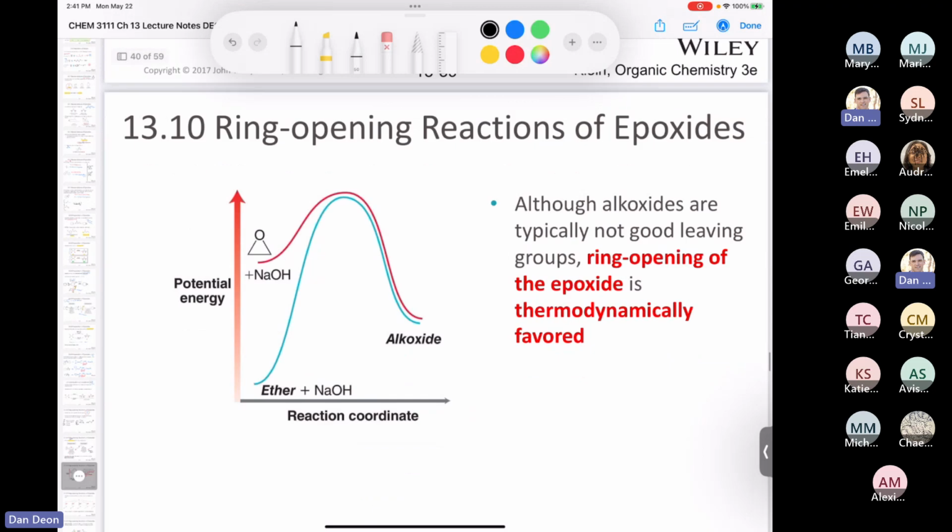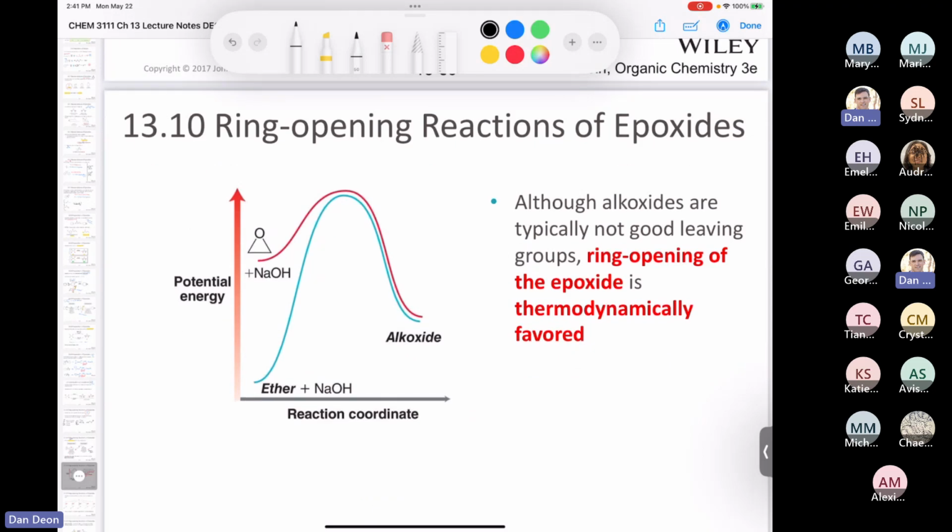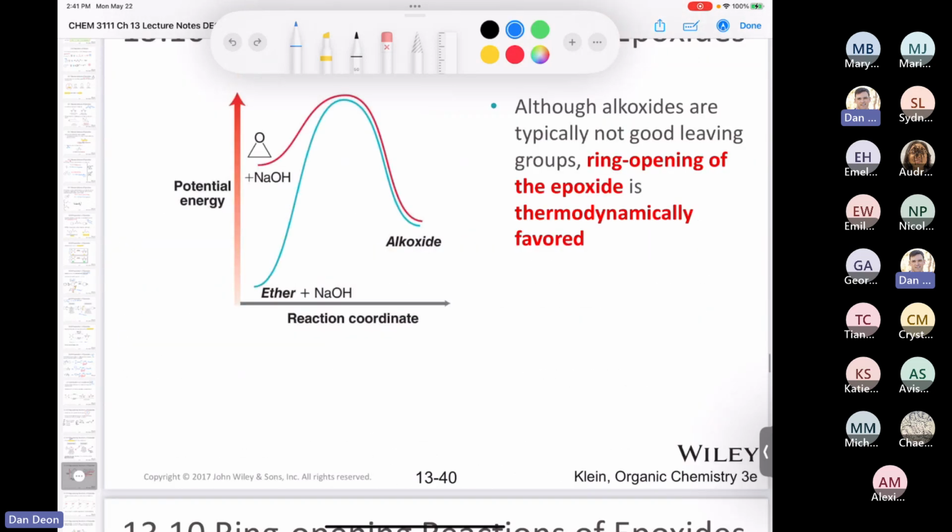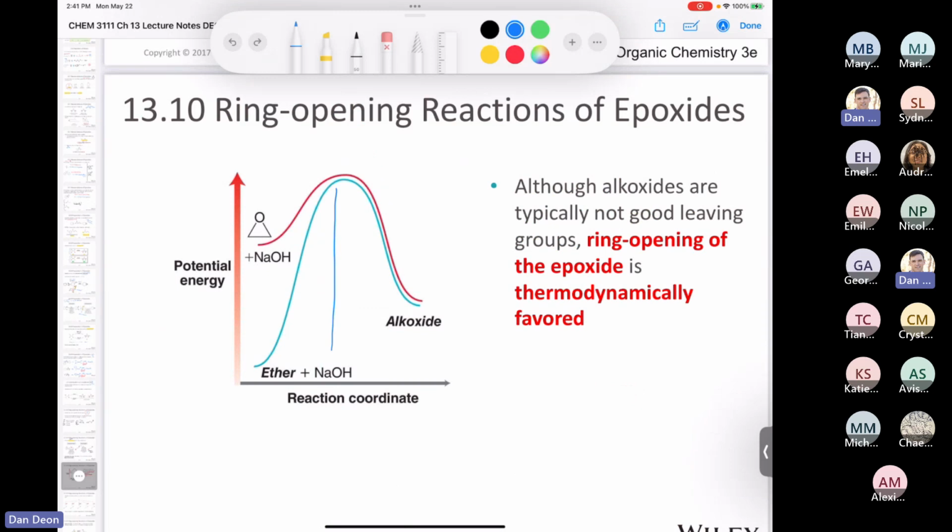Look, the reason why is all based on thermodynamics. If you just have a regular old ether, the activation energy to pop that open with just a nucleophile like hydroxide is way too high. Whereas when you have an epoxide, you have so much ring strain that it raises the potential energy, and so your activation energy is actually pretty low. It doesn't take that much to open it up because it's thermodynamically favored, right? If you look at the red curve, that's an exothermic reaction, but if you look at the blue curve, that's an endothermic reaction.